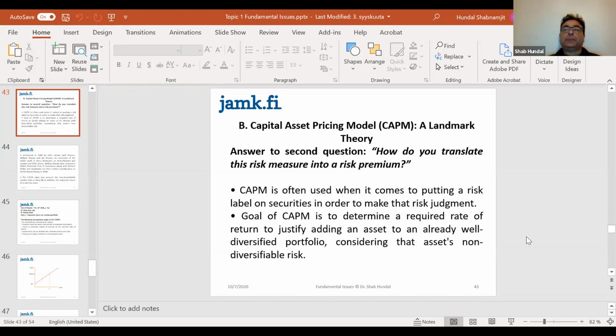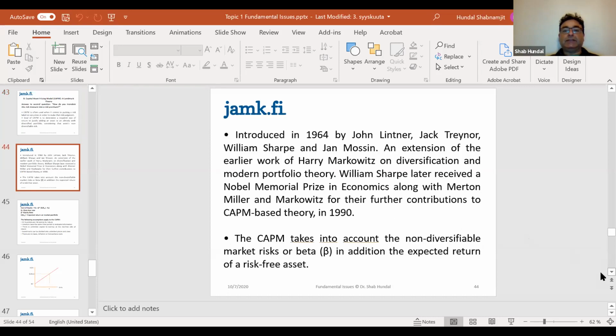That's why, since the coefficient of beta varies, the rate of return which one must get is not the same. And this is precisely the job of this model.